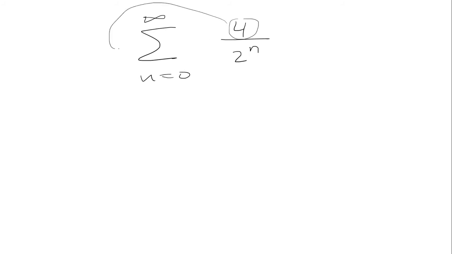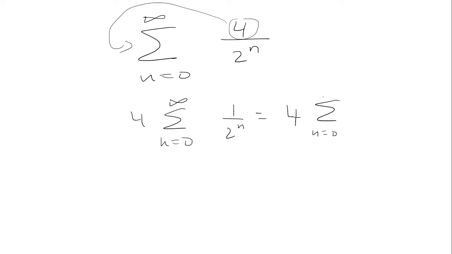And then finally, we have a sum from n equals 0 to infinity, 4 over 2 to the n. So this is a geometric series, but if you cannot see that, what I would recommend doing is factoring out the 4 outside. So that would just be 4 times this sum, 1 over 2 to the n, which is the same thing as 4 times the sum from n equals 0 to infinity of 1 half to the n.